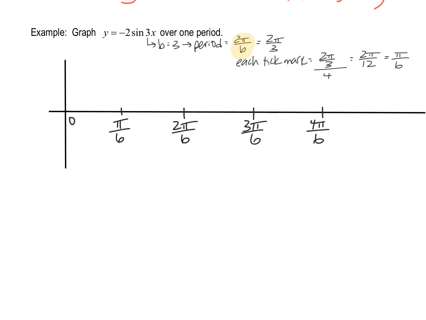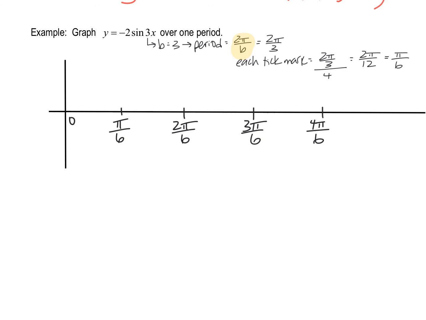Okay, how did I figure out what all these tick marks are supposed to be labeled as? For each tick mark, you take your entire period from 0 to 2 pi over 3, and you have 4 different gaps there. So that's why I'm dividing it by 4. That gives you 2 pi over 12 when you flip and multiply, which is pi over 6. That means starting at 0, I added pi over 6, add another pi over 6, add another pi over 6, add another pi over 6. So that's my x-axis, and that's the hard part of figuring out these graphs.